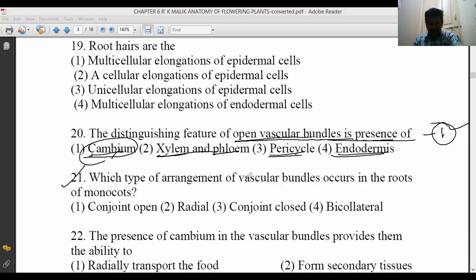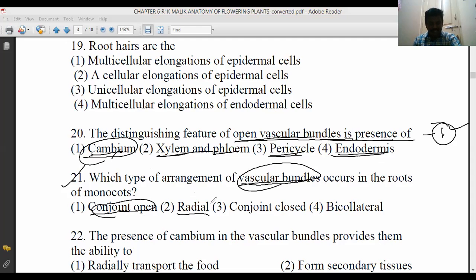Which type of arrangement of vascular bundles occurs in the roots of monocots? See, conjoint. Conjoint open vascular bundles are found in dicot plants. So option 1 is wrong.